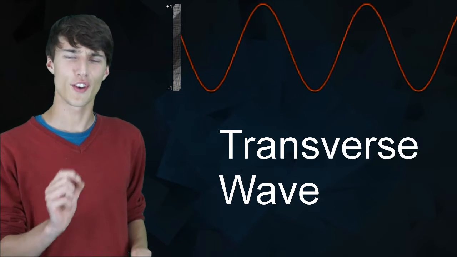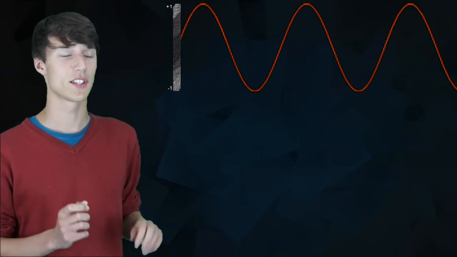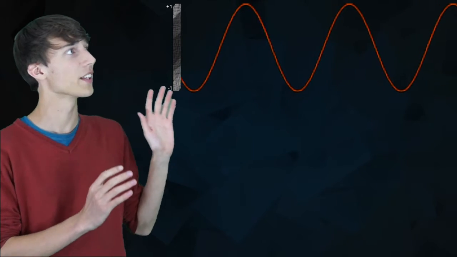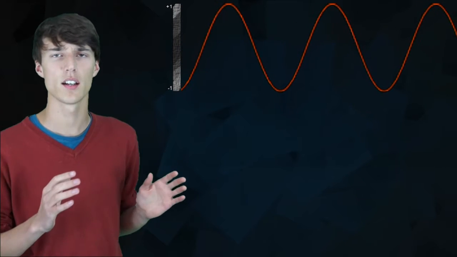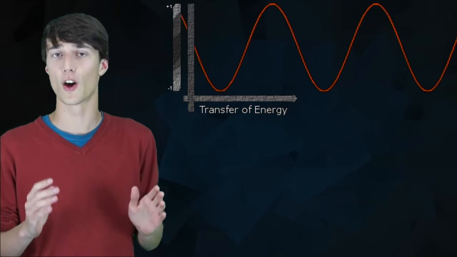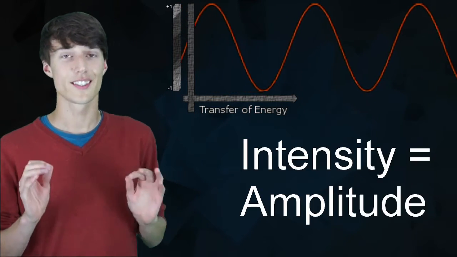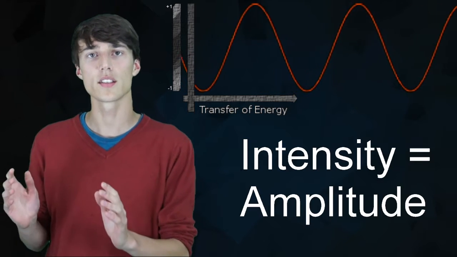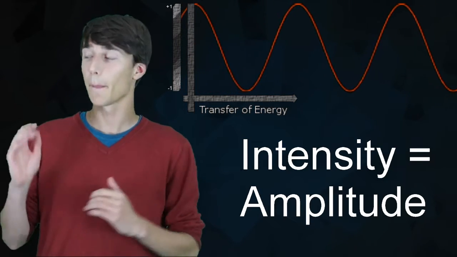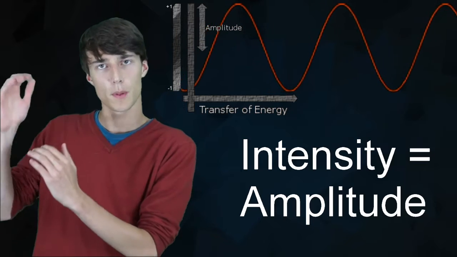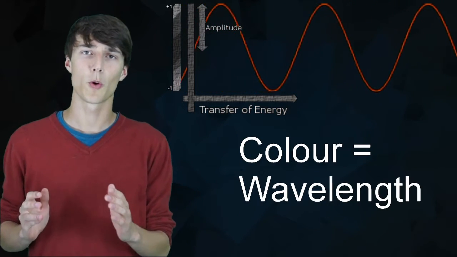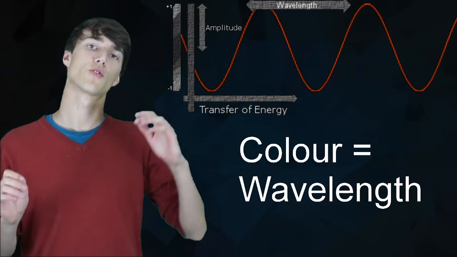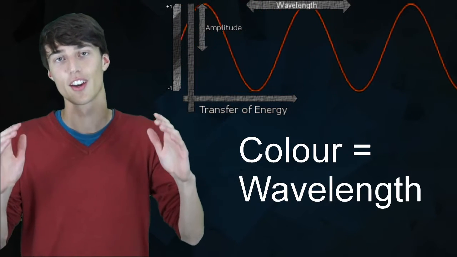Light is a transverse wave, which means that it oscillates, in this case both in the electric and magnetic fields, perpendicular to the direction of transfer of energy. The intensity of light, so the brightness, is proportional to the amplitude, which is the maximum displacement of the center of the wave. The color is proportional to the wavelength, so the distance from one crest to the next.